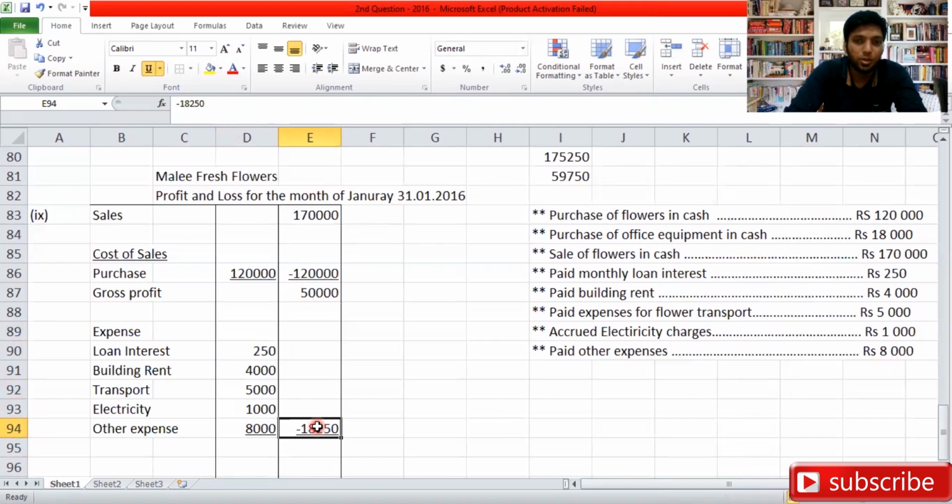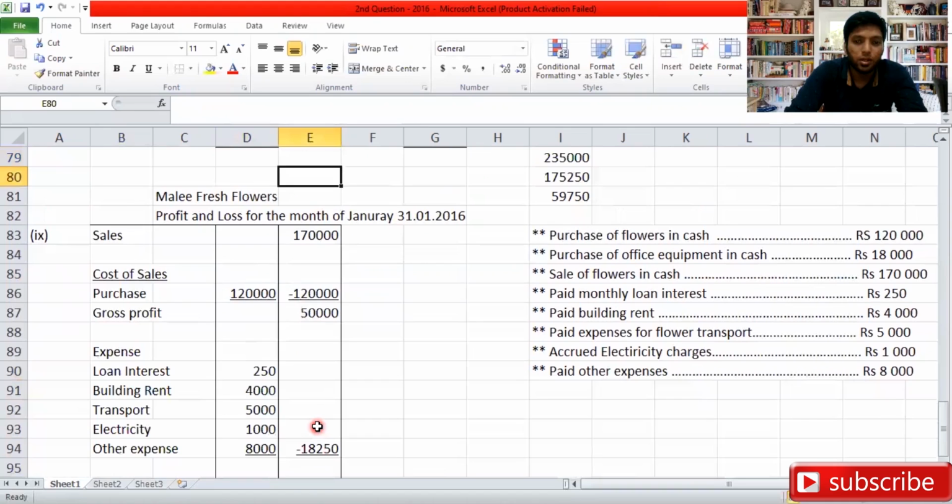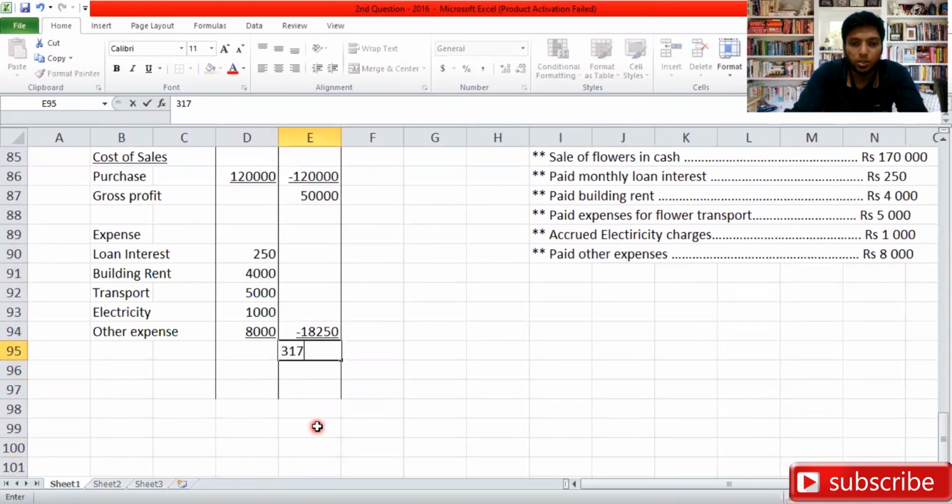You are doing the exams on your booklet. So 50,000 minus 18,750 will give you an answer of 31,750. So that's your profit for the month. So we found out Roman number 9 also. We are done with it. Let's move on to Roman number 10 now.